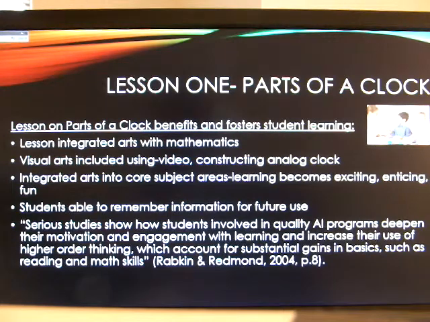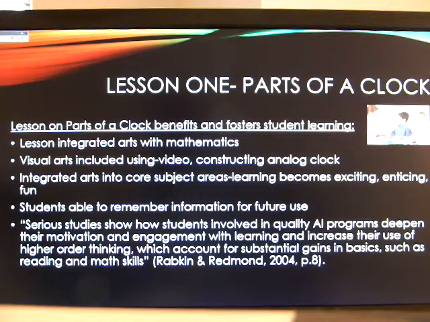In the first lesson plan, I have integrated arts with mathematics using visual arts. The visual arts used within my lesson consisted of a Brain Pop video entitled Parts of a Clock and the constructing of an analog clock. The Brain Pop video will benefit and foster learning by engaging the students and helping them to identify parts of a clock and their functions while using an analog clock.